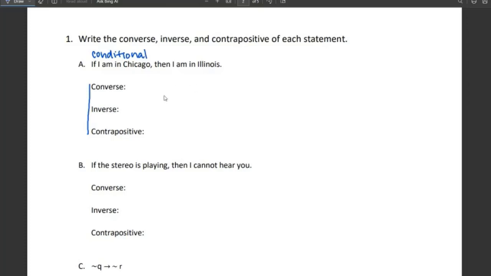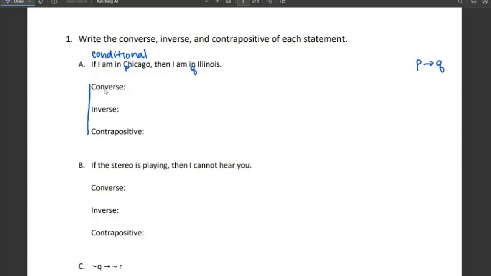So we learned how to put these statements into symbols. So we can name them anything that we want. So let's name this, if I am in Chicago, then I am in Illinois, if P, then Q. So if I am in Chicago is going to be P, and then I am in Illinois is going to be Q. So our conditional statement is if P, then Q.